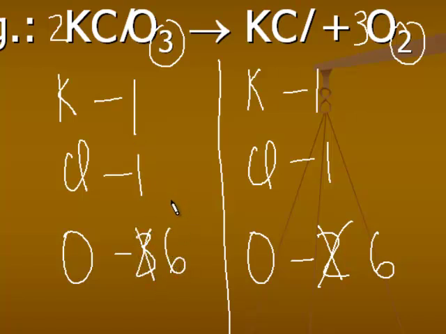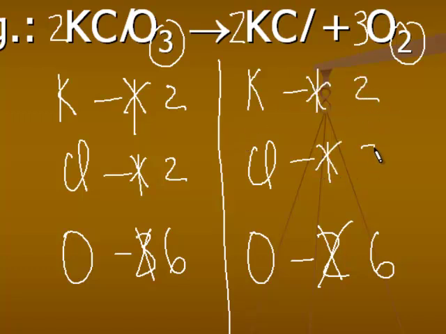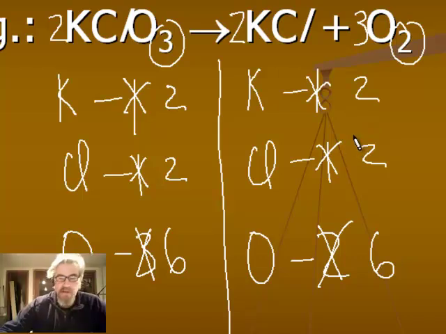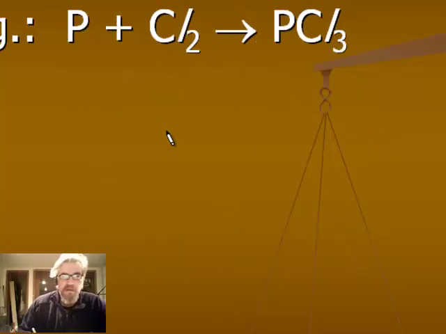Now that's going to change something else because the 2 out here refers to 2 K's, 2 ClO3's as well. And so my potassium count now goes to 2, and so does my chlorine count. Well, I can fix that by putting a coefficient of 2 in front of KCl. That changes my potassium count to 2 and my chlorine count to 2, and that brings me into balance. That's the technique. Try this one.